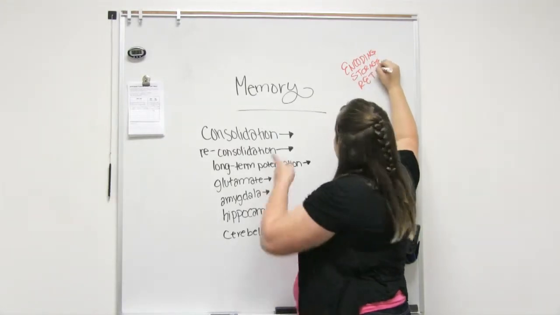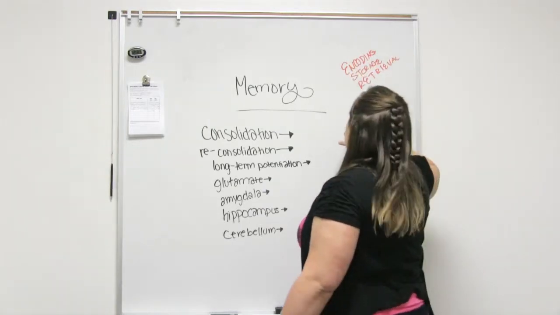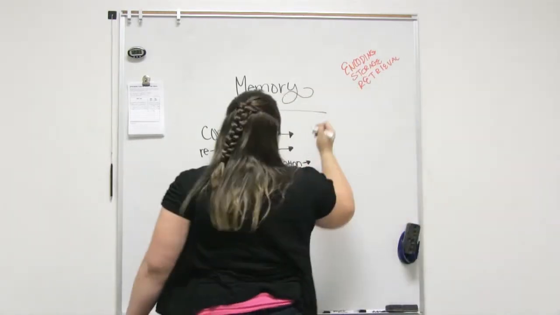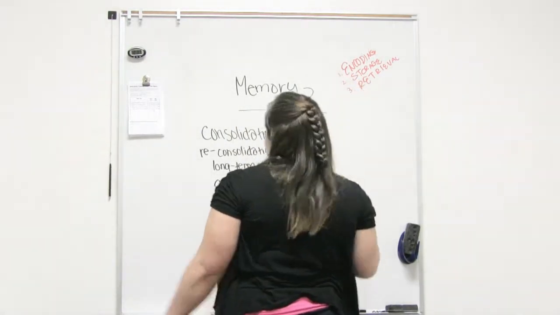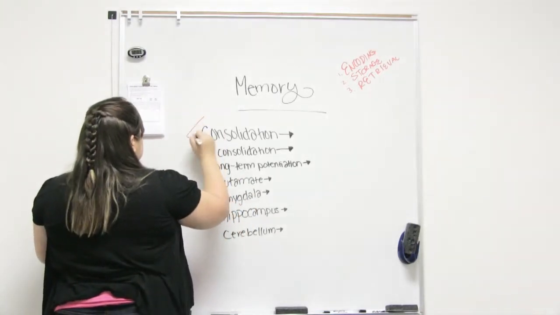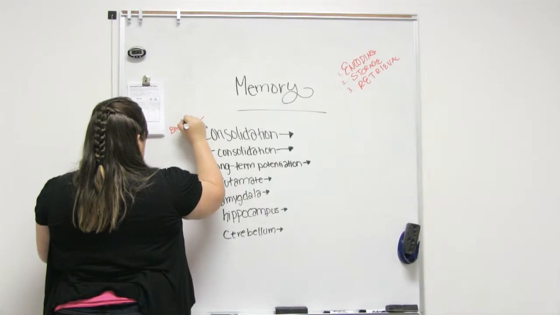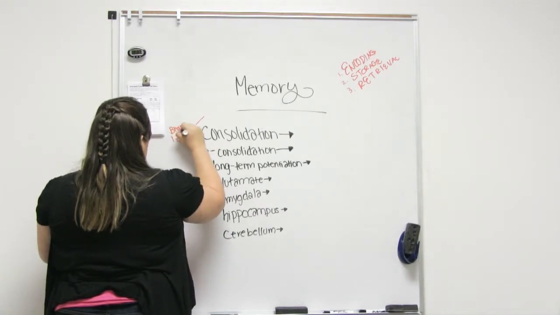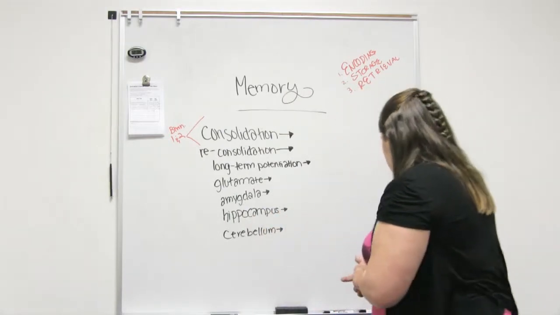So if we were looking at these again, encoding, storage, and retrieval, where do you think consolidation falls into this process? I would say storage. It comes right before storage. Okay, so you're very close. This comes between steps 1 and 2. So we do consolidation in between encoding and storage.